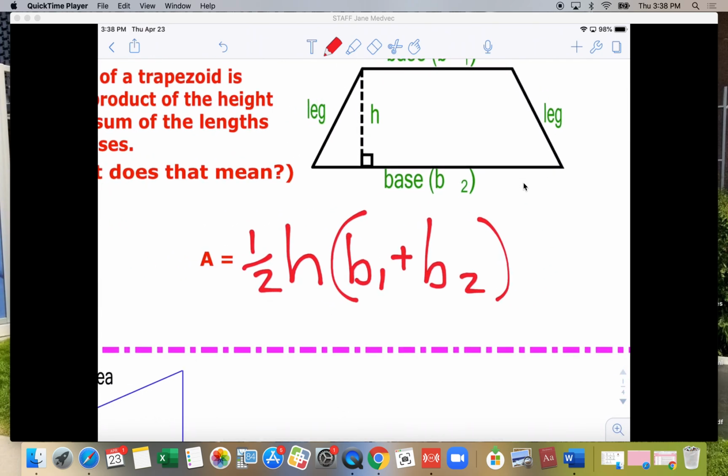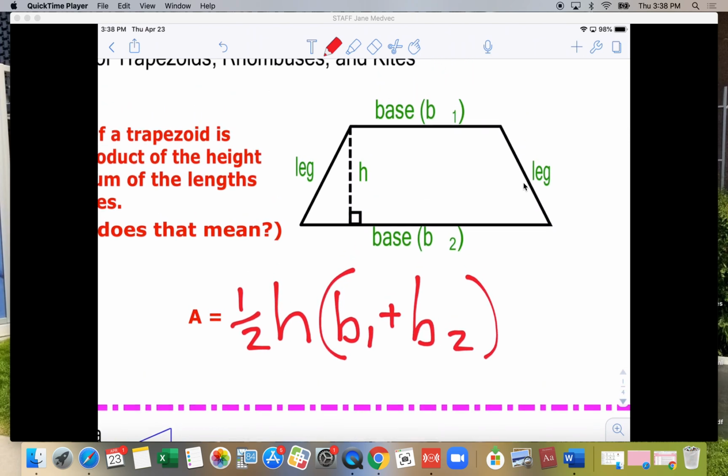Now, the order in which you add base 1 or base 2 really doesn't matter. In the picture, the top is base 1 and the bottom is base 2. It doesn't matter what you label the bases, but know that the bases are the ones that are parallel to each other. Be careful with the height, because a lot of students want the legs to be the height, but in reality, the height is just the piece that comes straight down and forms that right angle. So it's very similar to what we did with the triangle.